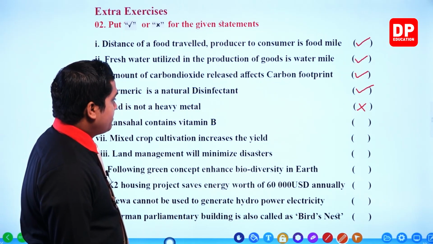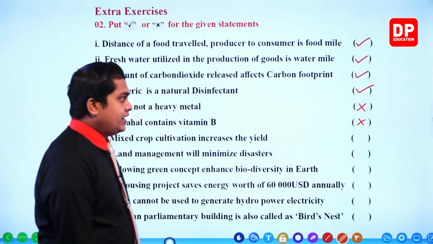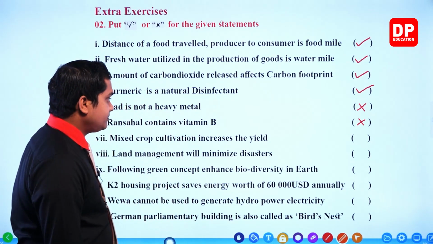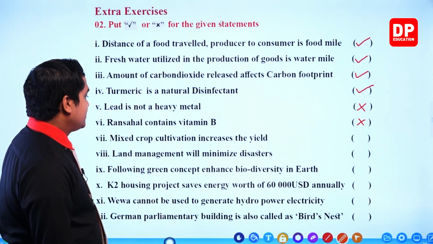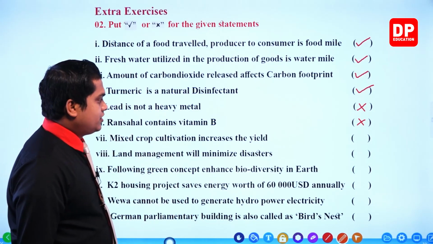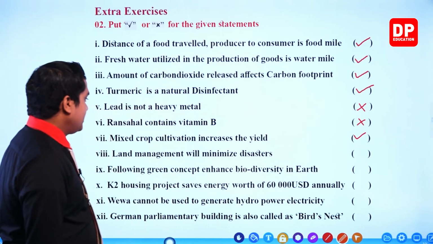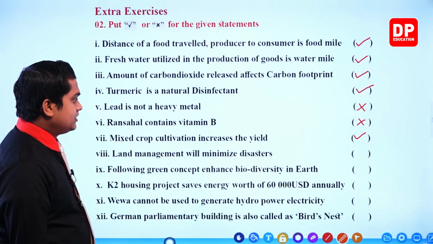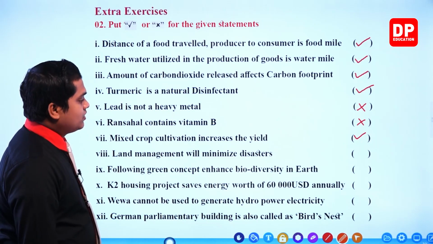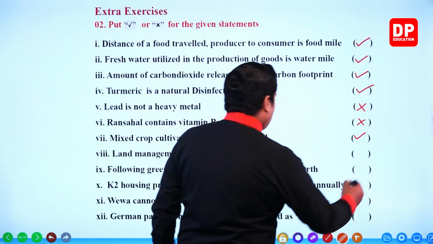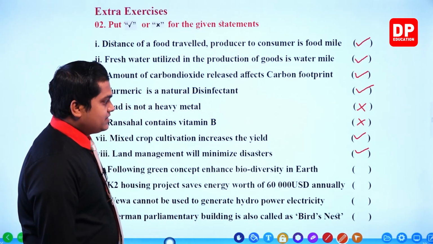Ransahal contains vitamin B. Once again incorrect. It contains vitamin A, right? It contains vitamin A. Next one. Mixed crop cultivation increases the yield. Once again correct, right? Mixed crop cultivation definitely is going to increase the yield. Land management will minimize disasters. Correct, no problem. Proper land management will minimize the disasters.